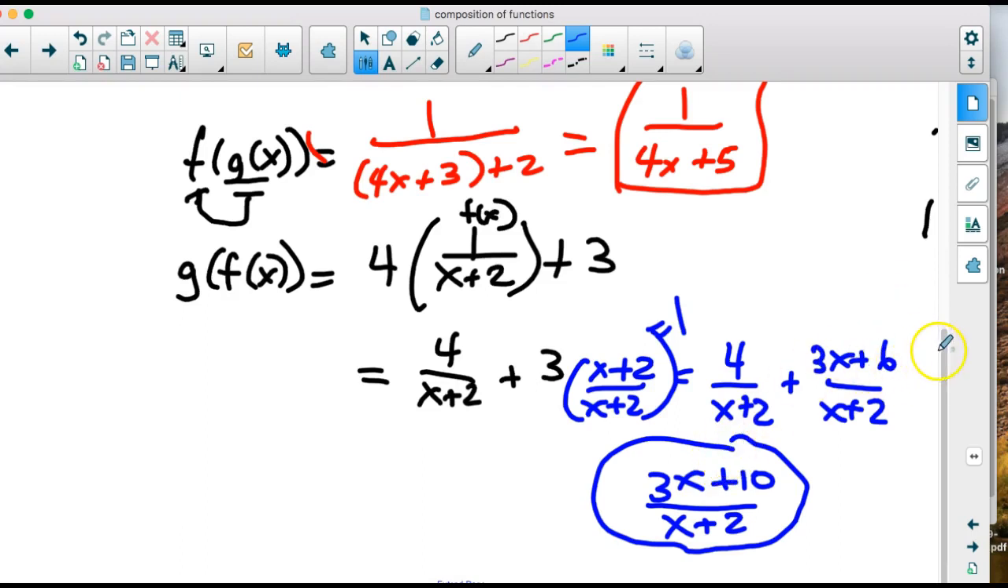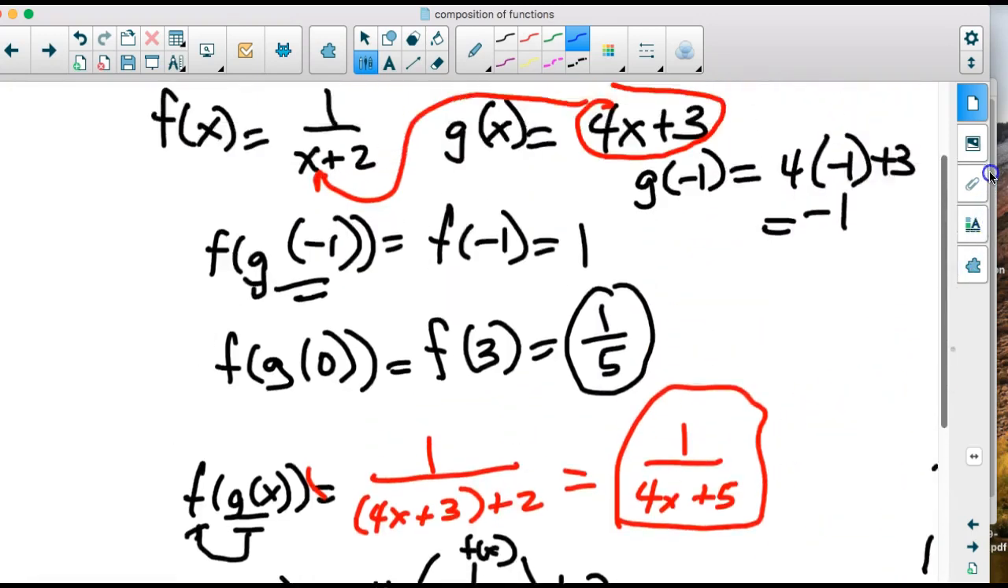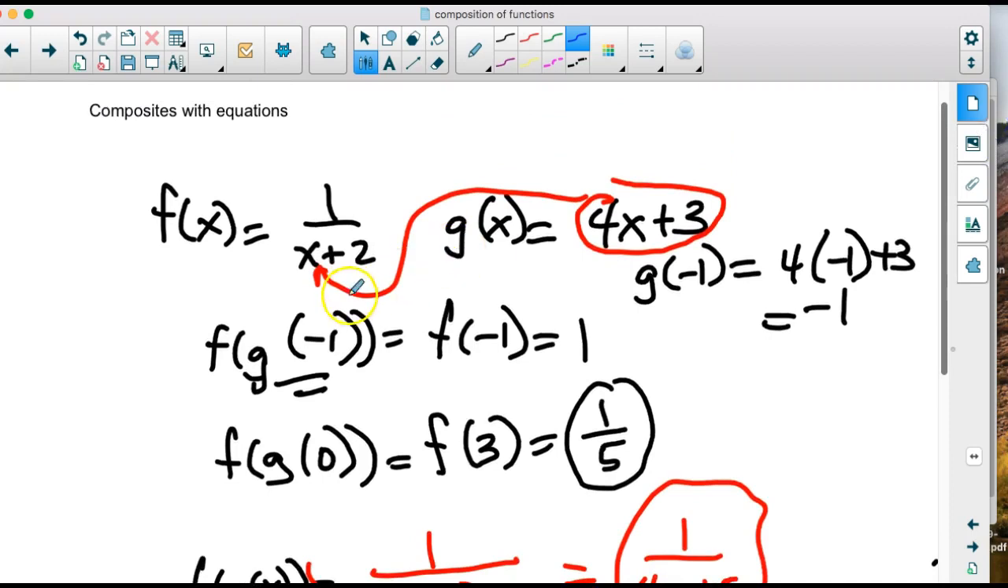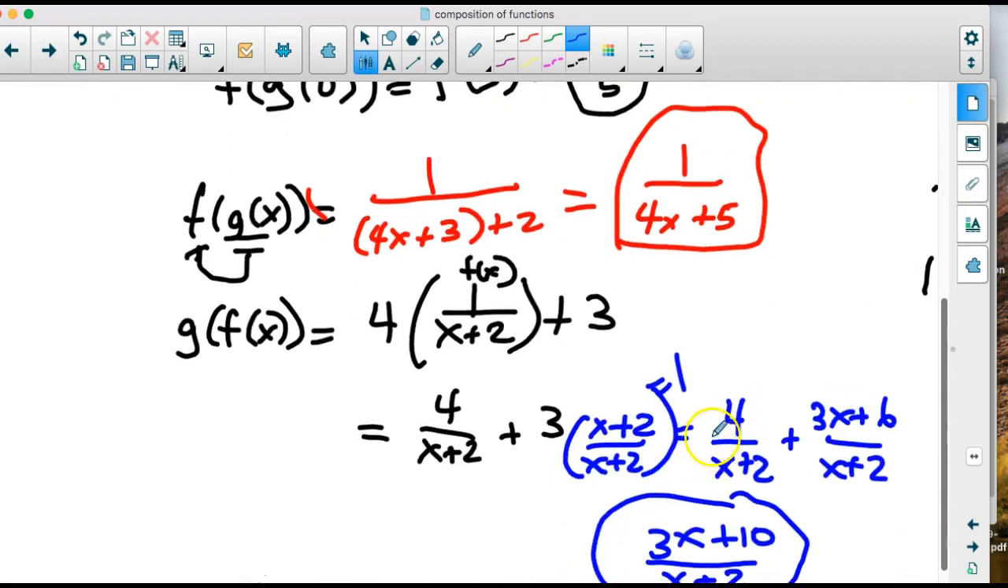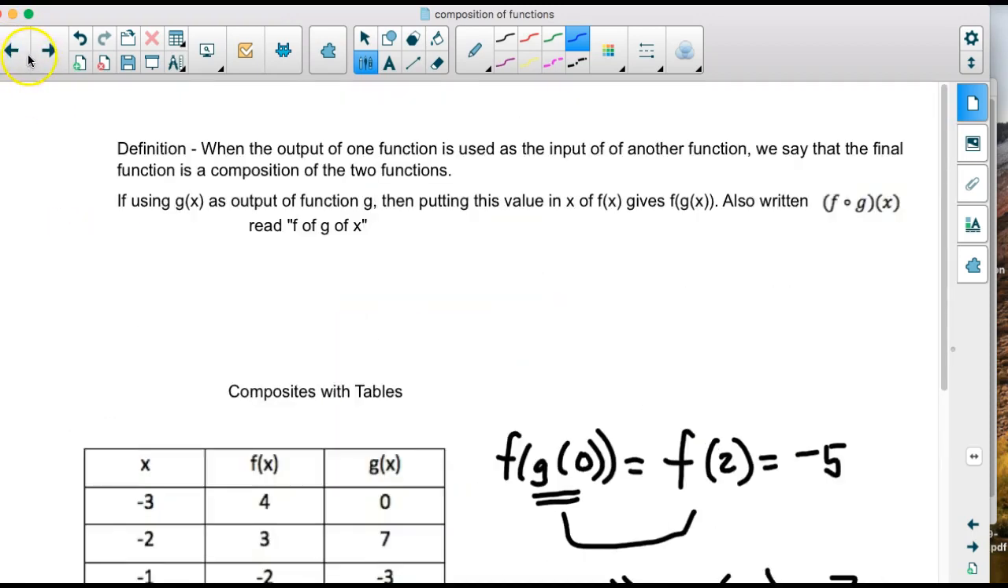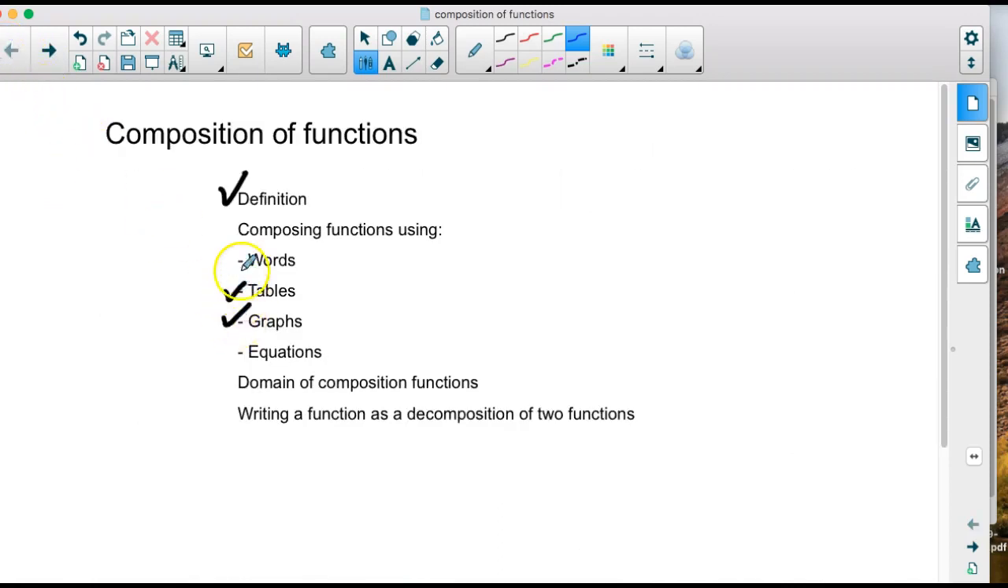All right, so those are the two different ones when we're using equations. The equation ones can either be plugging in a value, or they can be plugging one function into the other to get a new function. So you have those two choices on equations. You don't have those choices on tables, but that's what you have on equations. So equations we've done. Now we're going to do words.